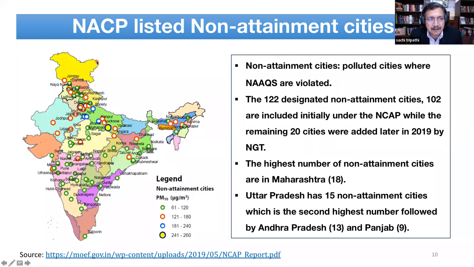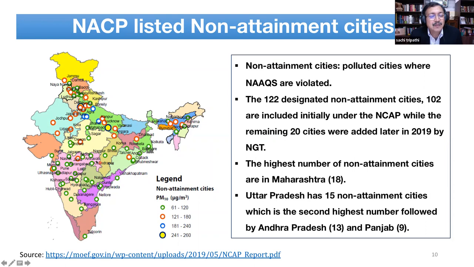This map of India basically gives us an idea about how different non-attainment cities are spread out over the entire country. Non-attainment cities means those which are not meeting the national air quality standard. So what you see, there are four kinds of regions, and these non-attainment cities were designated based on the values of PM10, because in the manual monitoring system, only PM10 was monitored. The green ones are those which have PM10 from 61 to 120 microgram, and all the way through, the yellow ones are the ones which have the highest PM10, going from 240 to 260 microgram.